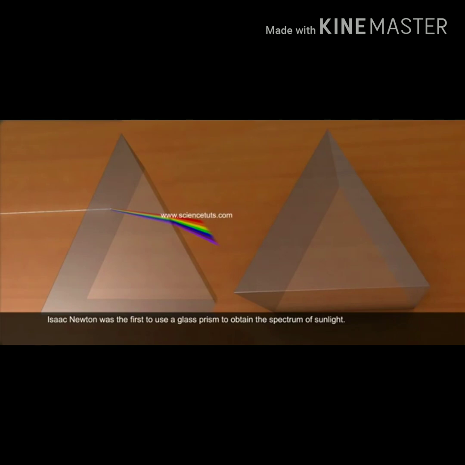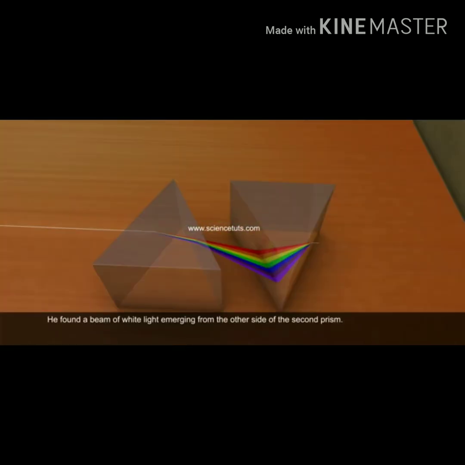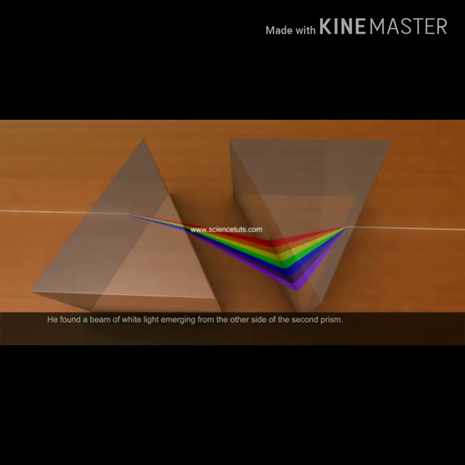Isaac Newton was the first to use a glass prism to obtain the spectrum of sunlight. He tried to split the colors of the spectrum of white light further by using another similar prism. However, he could not get any more colors. He then placed the second identical prism in an inverted position with respect to the first prism. This allowed all the colors of the spectrum to pass through the second prism. He found a beam of white light emerging from the other side of the second prism. This observation gave Newton the idea that sunlight is made up of 7 colors.